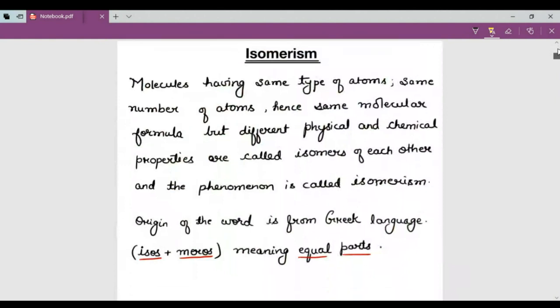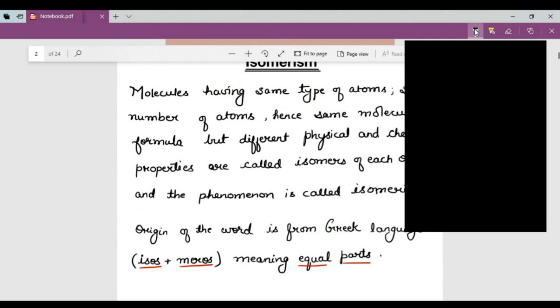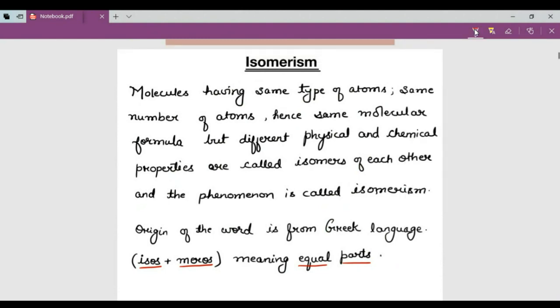First of all, what is this term isomerism? Well, molecules having the same type of atoms, the same number of atoms, hence having the same molecular formula, but different physical and chemical properties are called isomers of each other, and the phenomenon is known as isomerism. Such two molecules which have the same molecular formula but different physical and chemical properties are called isomers of each other.